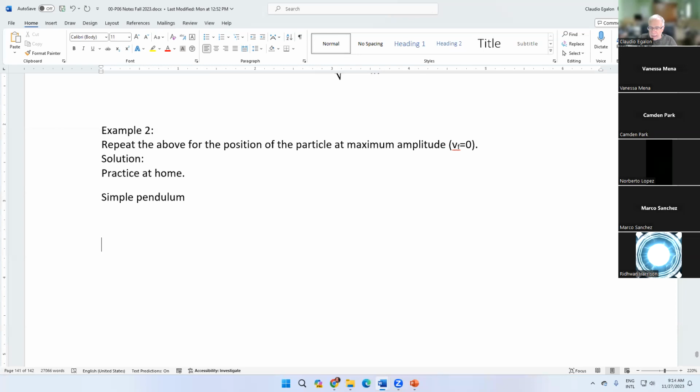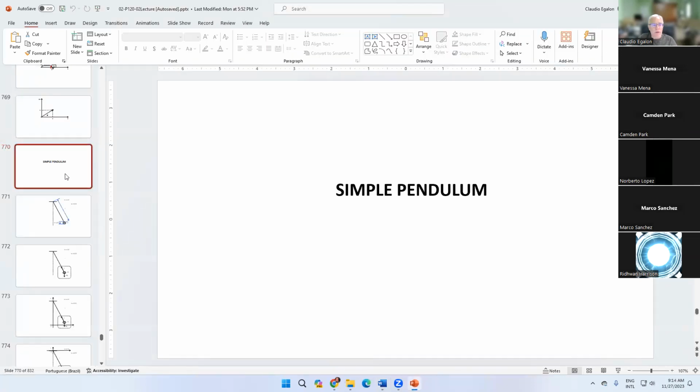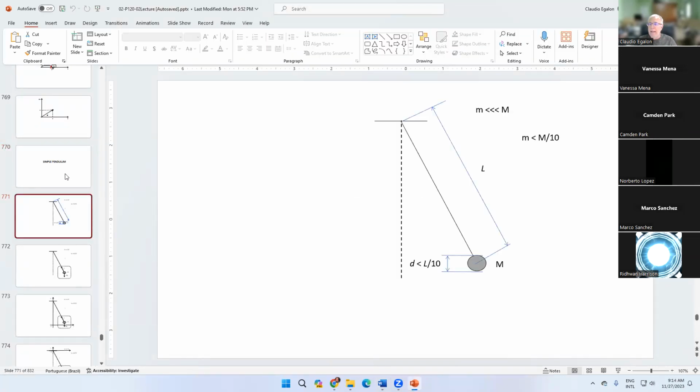Simple pendulum. Let's go take a look at the drawing for the simple pendulum. It's going to be like that. Okay, what's the simple pendulum? It is a big mass M attached to a string.